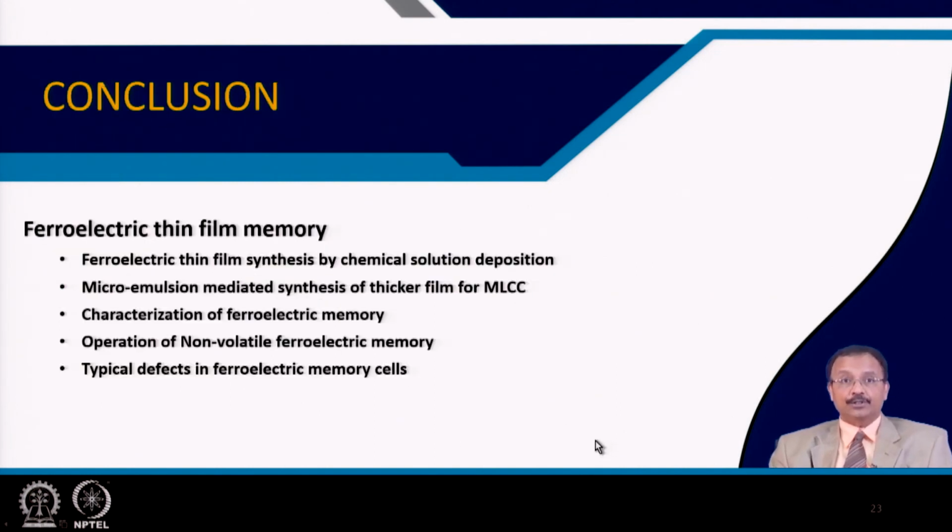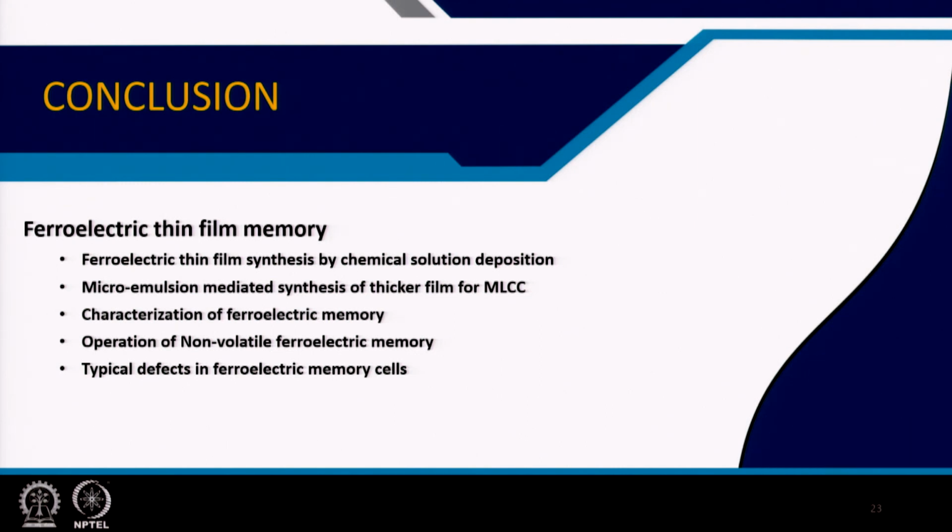So, in this lecture we talked about ferroelectric thin film synthesis, especially chemical solution deposition. Then we talked about microemulsion mediated synthesis of thicker films for MLCC devices, and characterization of the ferroelectric memory, and how the non-volatile memory works, how to determine the digital 0 and 1 from the measured current pulse, and finally typical defects in ferroelectric memory cells.